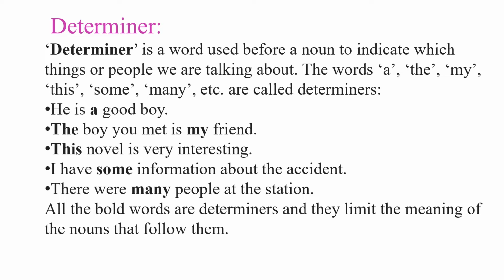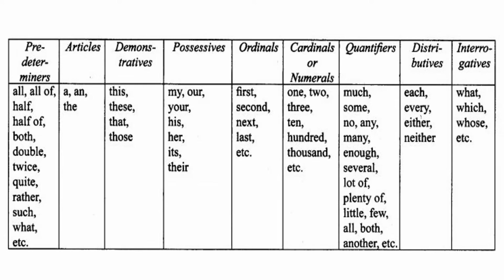This novel is very interesting. I have some information about the accident. There were many people at the station. So in all these examples, all the bold words are determiners and they limit the meaning of the nouns that follow them. Now let us see different types of the determiner.